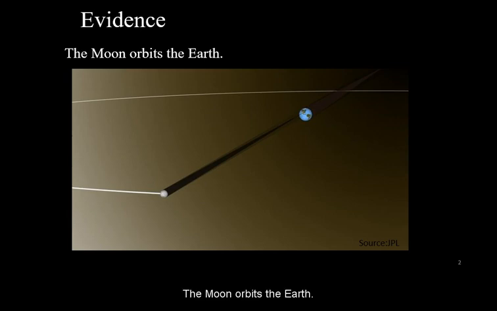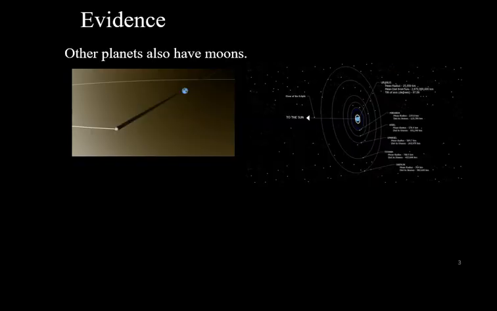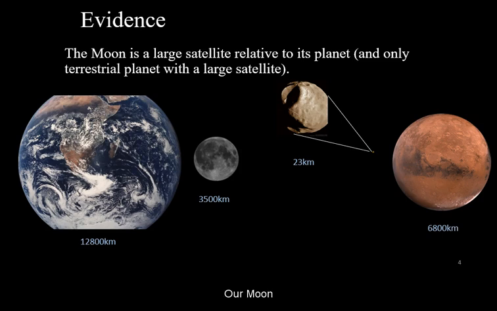The moon orbits the Earth. This is not an oddity by itself, as many other planets have moons orbiting them. Our moon is a large moon, and the only large moon for a terrestrial planet. In fact, our moon is the largest moon relative to its planet.